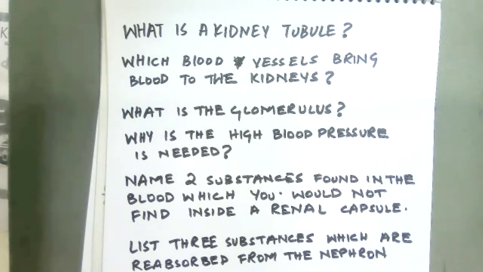So, should I just ask randomly? Yeah, sure. Ajwa? It is the tangle of the blood capillaries which are present in the cup of the renal capsule. Yeah, good job. That was really nice. You know it. You should have raised your hand. Excellent answer. Why is the high blood pressure needed?